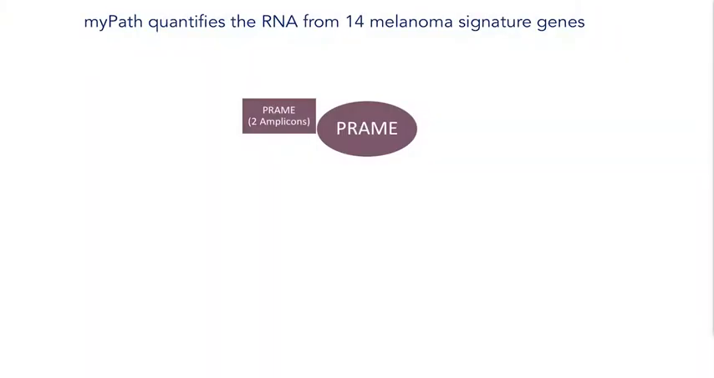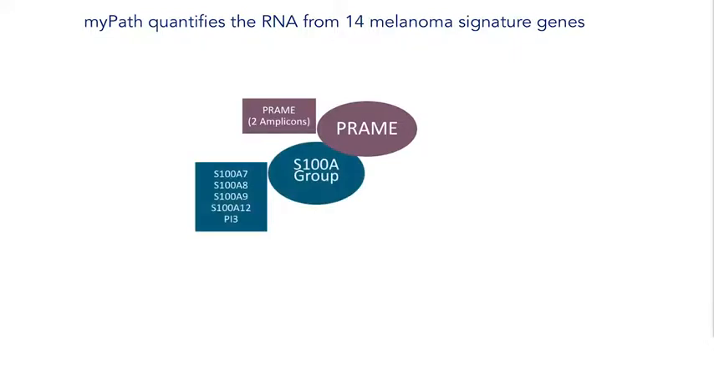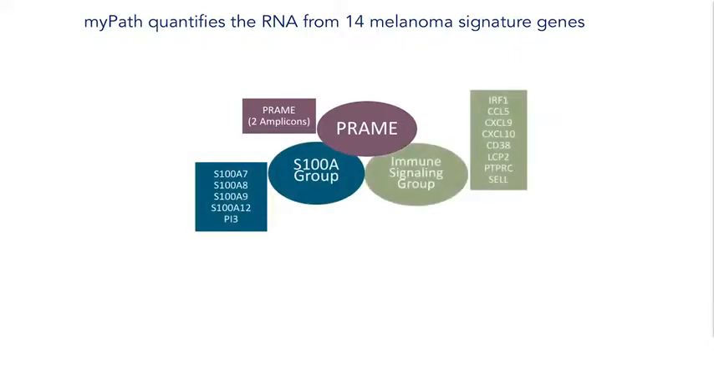And our data showed that in most melanomas, regardless of size and subtypes, consistently overexpress a single gene known as PRAME, which stands for preferentially expressed antigen in melanoma, a set of 5 genes belonging to the S100A family, and a group of 8 genes involved in tumor immune response signaling. We call these 3 gene groups the signature subcomponents.